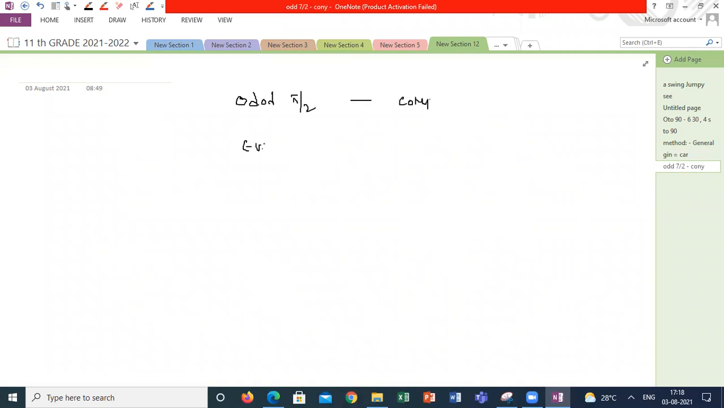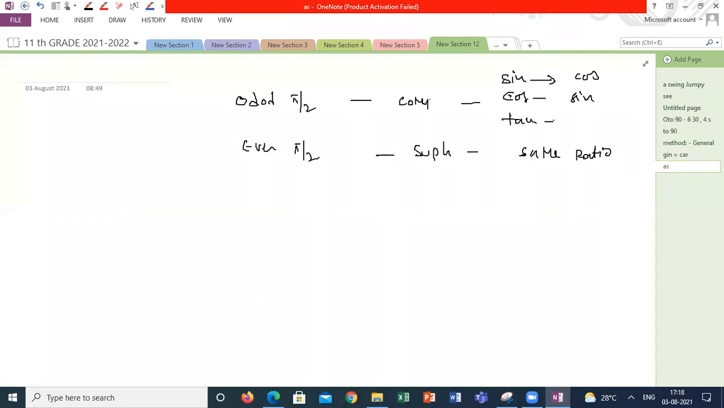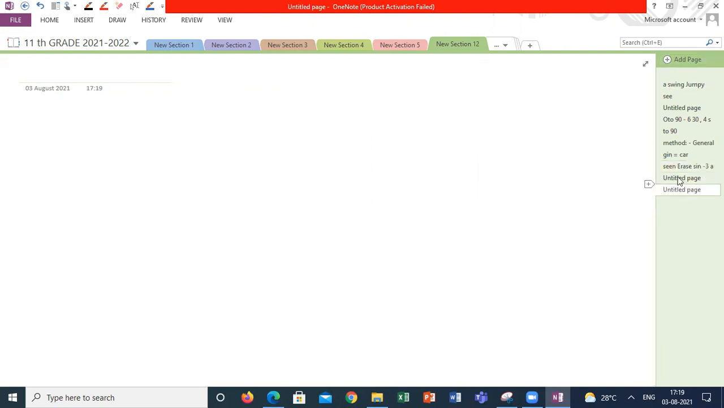If it is even multiples of pi by 2, then you will take only the same supplementary angle. That is nothing but the same ratio you have to take. If it is odd multiples of pi by 2, you will take the complementary angle. Complementary angle means, as you know from grade 10, sine will become cos, cos will become sine, tan will become cot, cot will become tan, secant will become cosecant. So that is the reason we follow general algorithms, but the logic behind this algorithm is purely based on your congruent triangles concept. Is it clear, guys?